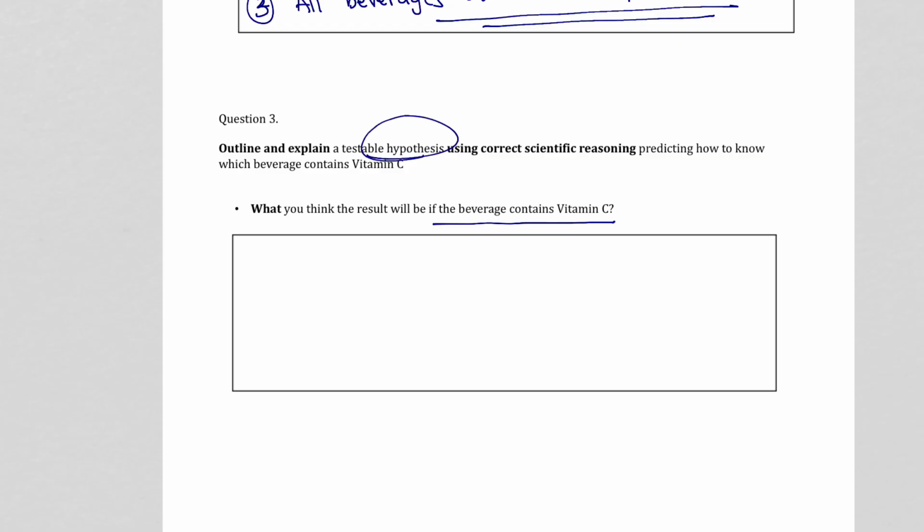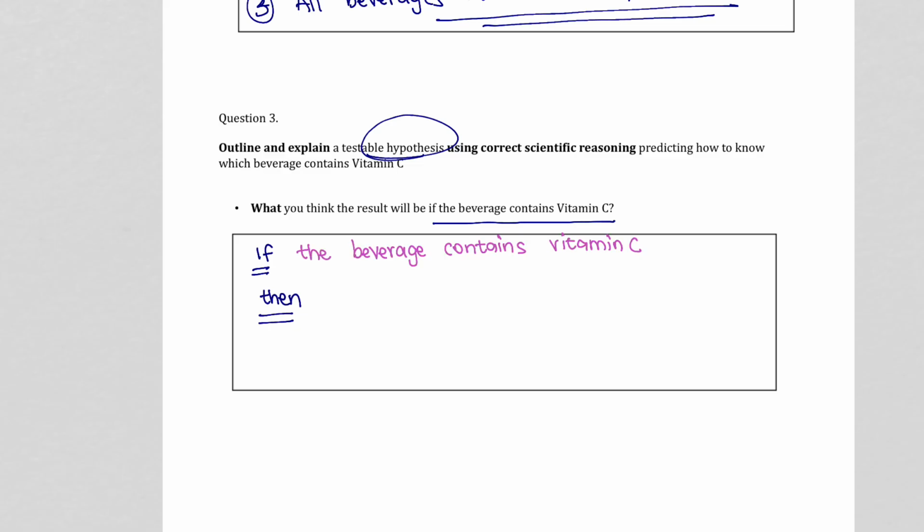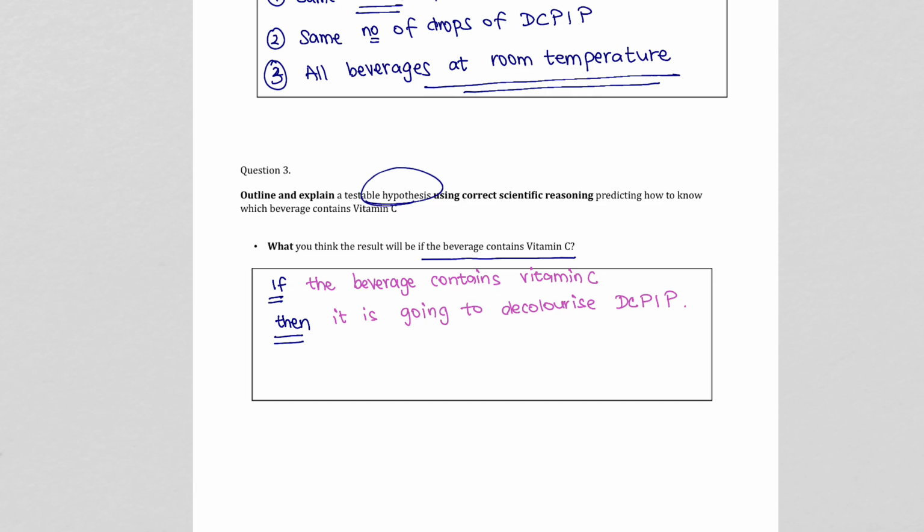Normally, a hypothesis is given in the format if, then, because. But in this case, there's no because actually, so we are going to say if, then. So even in your summative, write it in the form if, then. So in this case, if the beverage contains vitamin C, then it is going to decolorize DCPIP. So this is the hypothesis.